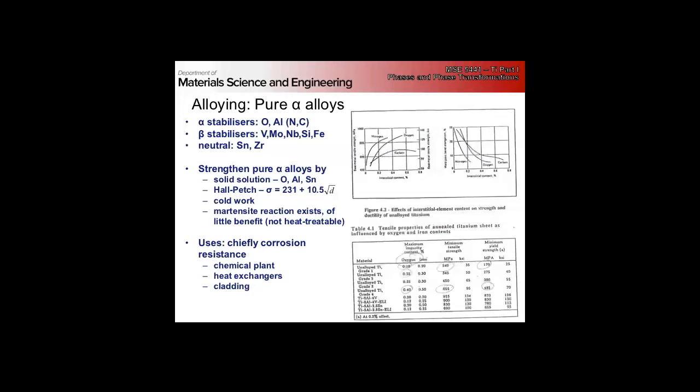We can go up to beta and quench quickly and get our alpha prime, alpha double prime martensitic phases, but we're not going to worry about this because it isn't a practical strengthening mechanism. We're mostly going to be interested in these for high temperature corrosion applications, which means that in service we're going to temper out all of our martensite and transform it back to pure HCP. So pure alpha alloys are going to be used where we need high temperature corrosion resistance.